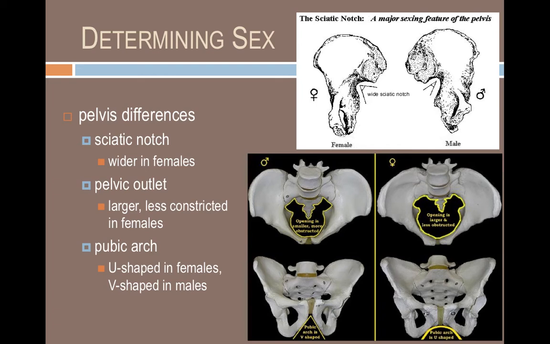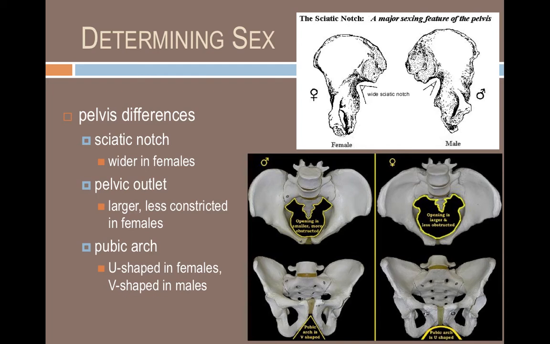So we're still just estimating a person's sex, and we would want to take the pelvic differences and compare that also to cranial differences. And we'd say, all right, the skull looks more male, the pelvis looks more male, this is most likely going to be a male or female or whatever.